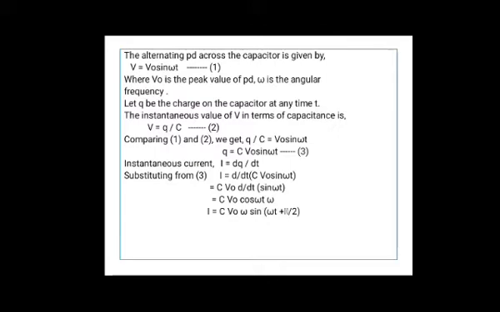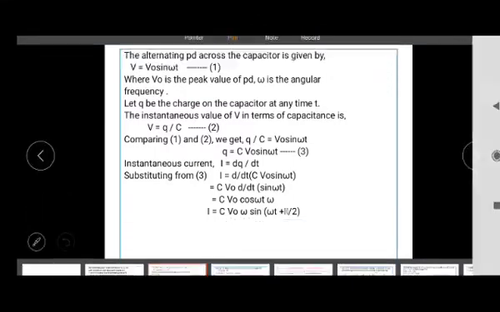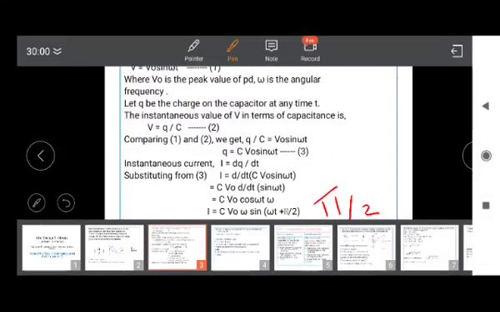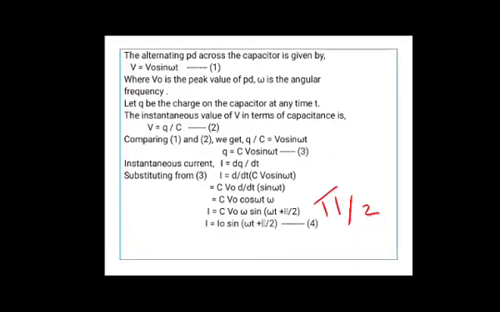This cos omega t can be written as sin omega t plus pi by 2. So it can be written as I is equal to I naught sin omega t plus pi by 2. Let us name it as equation 4. Here I naught is C V naught omega and it is peak value of current.